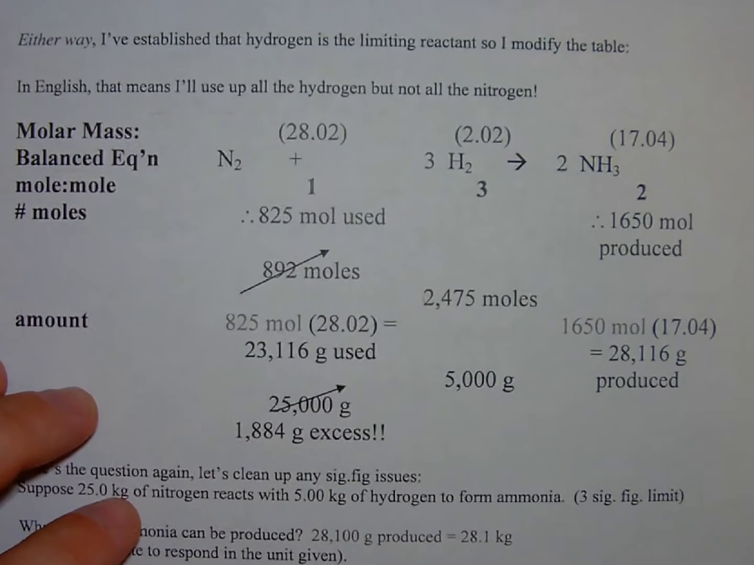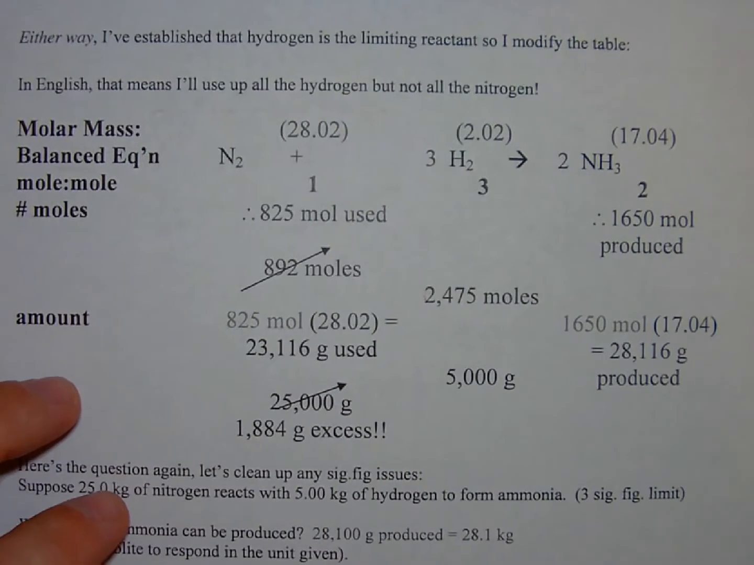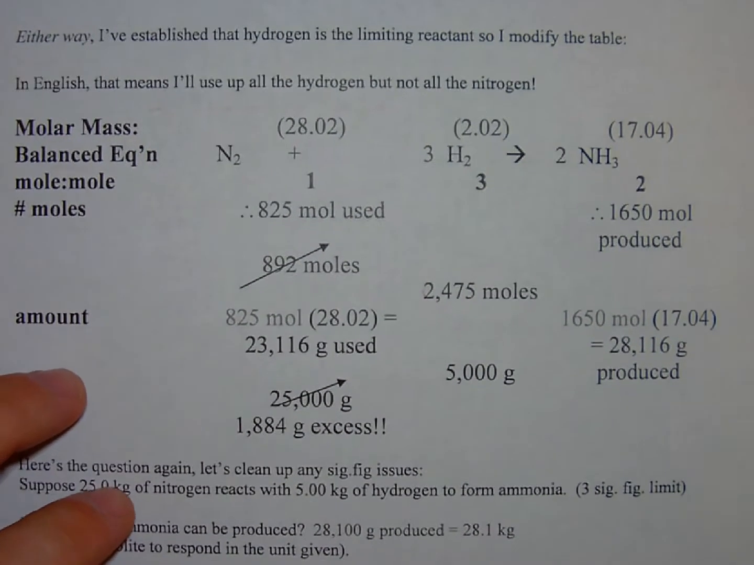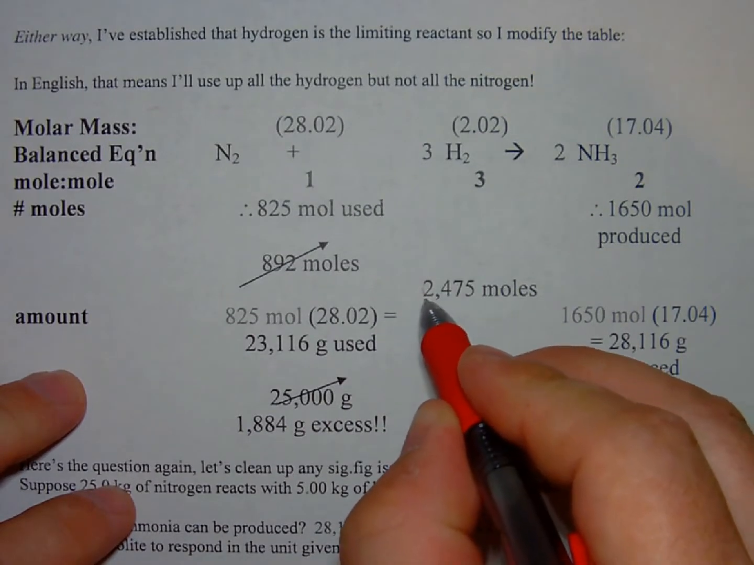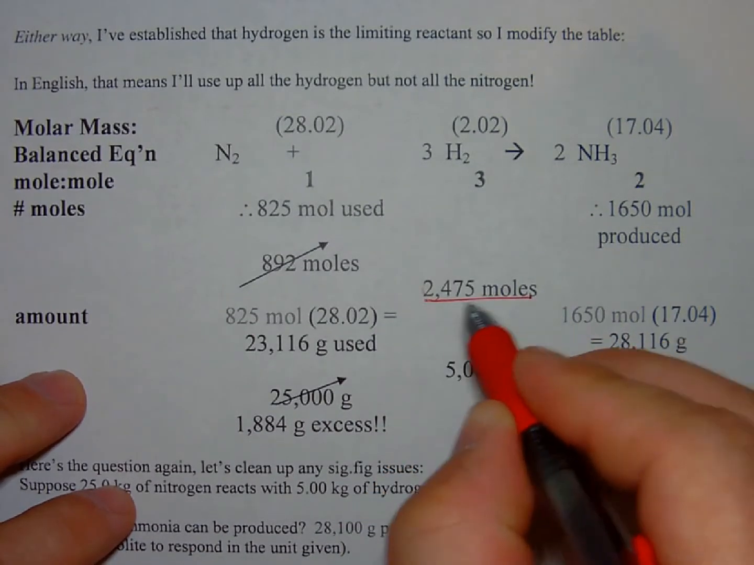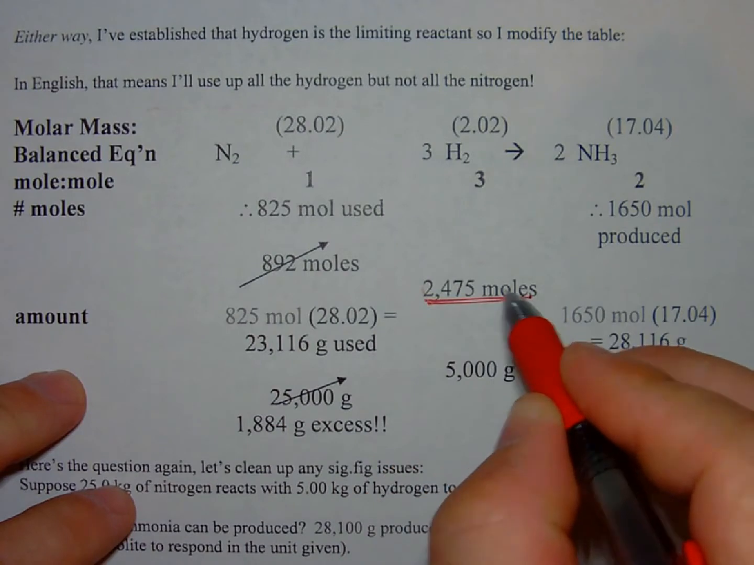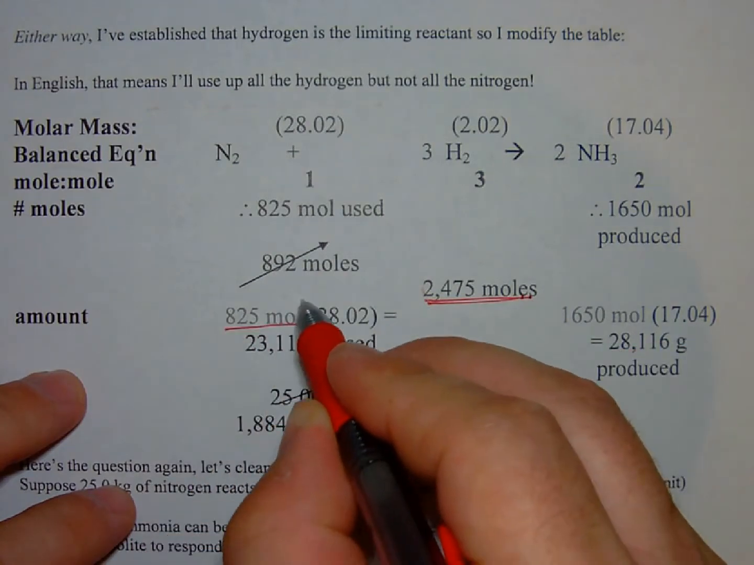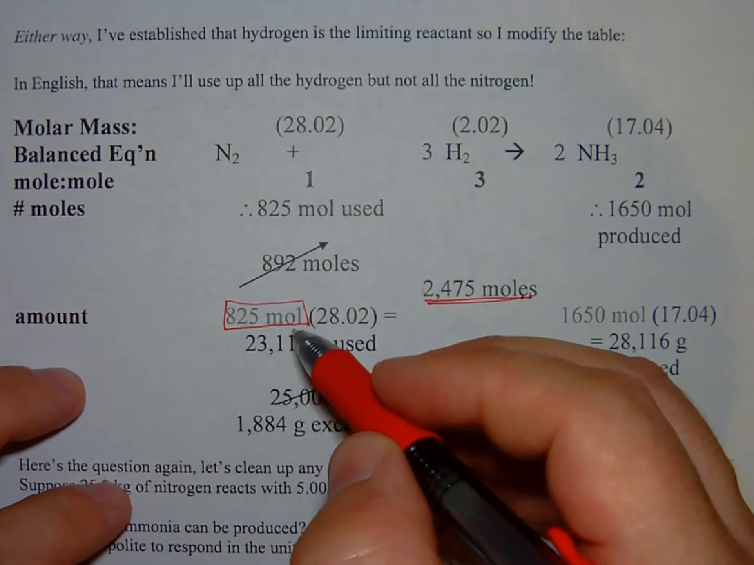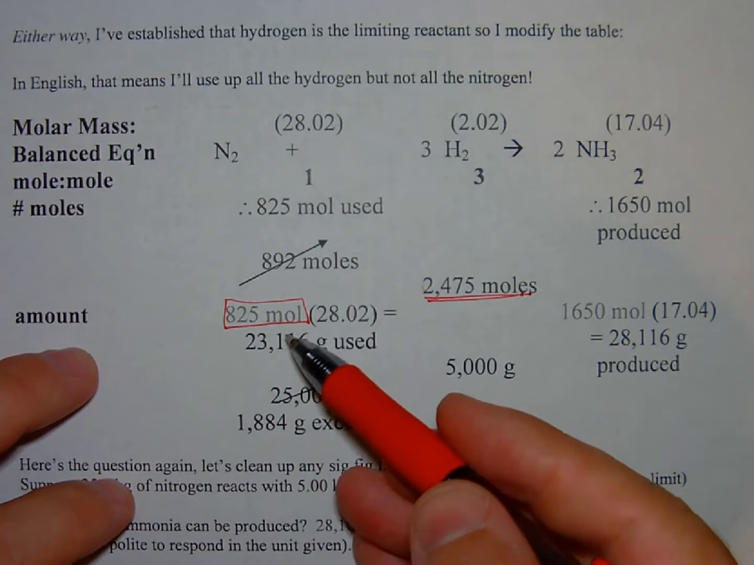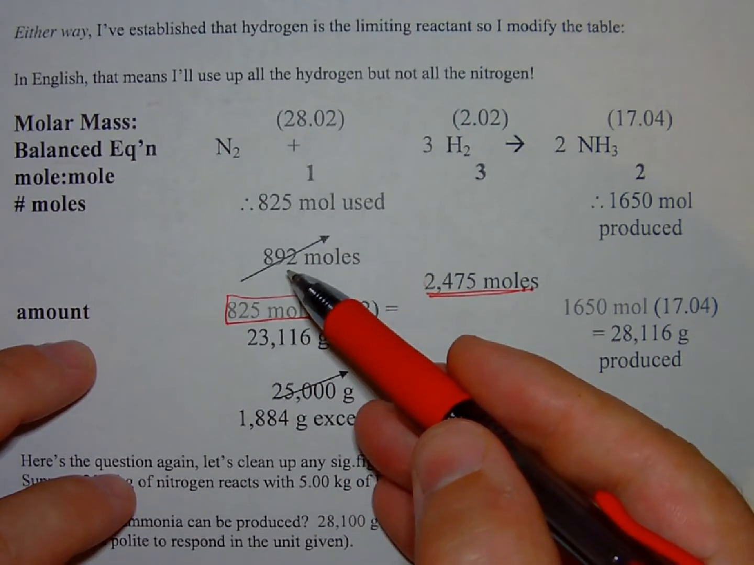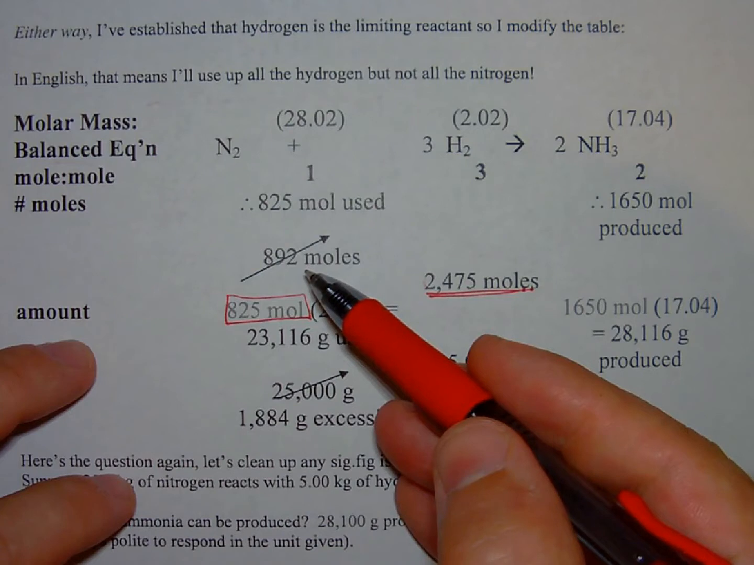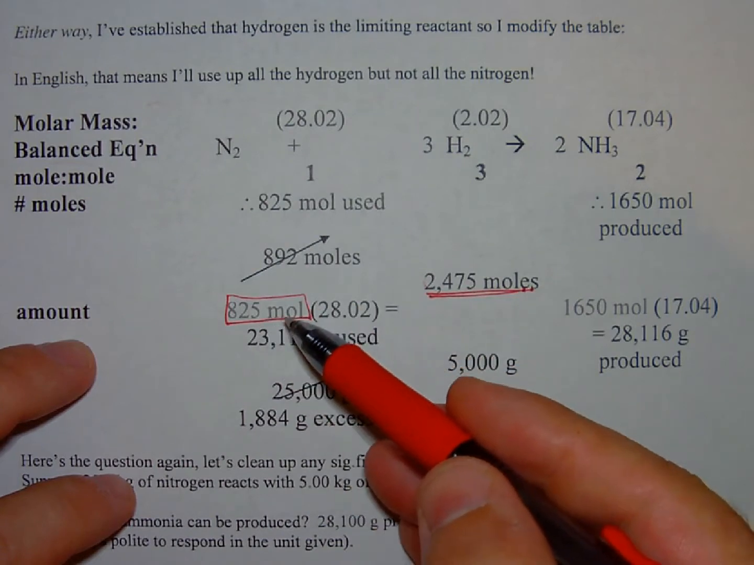So I will modify my table. What do I mean by modify my table? Well, I know that I'm going to use all of the hydrogen because it's limiting. I'm going to use this much. If I'm using this much hydrogen, I can only use 825 moles of nitrogen, right? Because I'm not going to use all of this. There's about 67 moles too much. I'm only going to use this much.